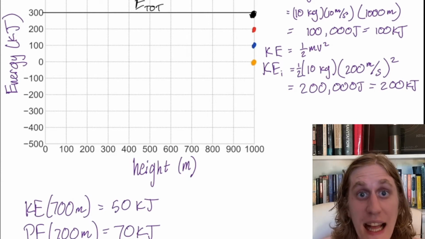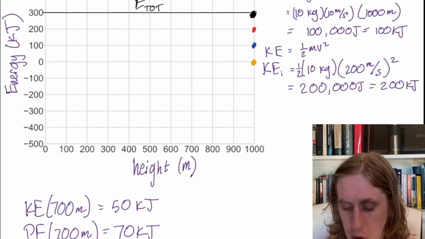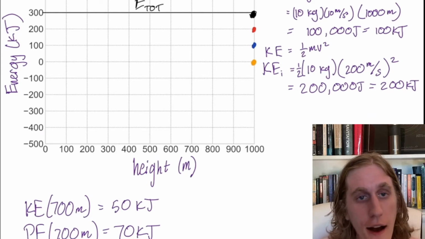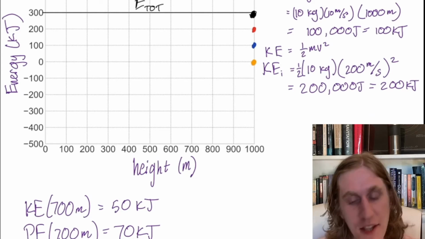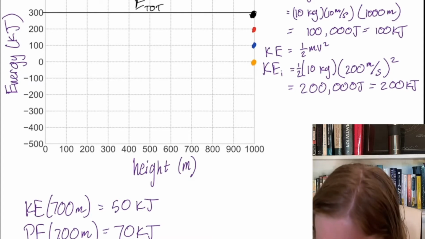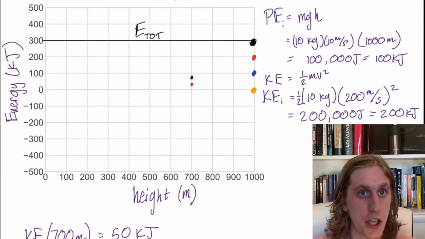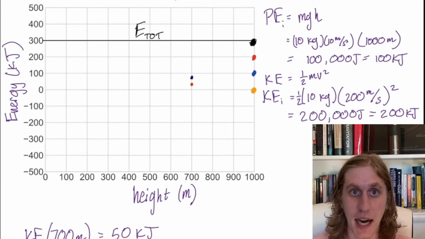I calculate that when the asteroid has reached 700 meters above the ground, it has a kinetic energy of 50 kilojoules and a potential energy of 70 kilojoules. So let's mark those on our plot. We've already determined what the total energy for the system is for the entire time.